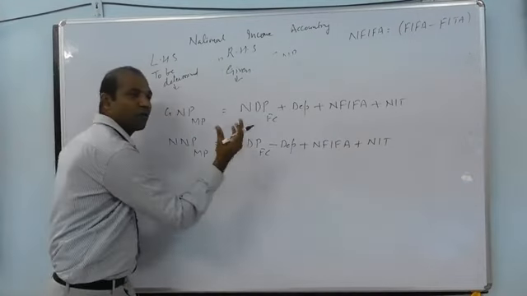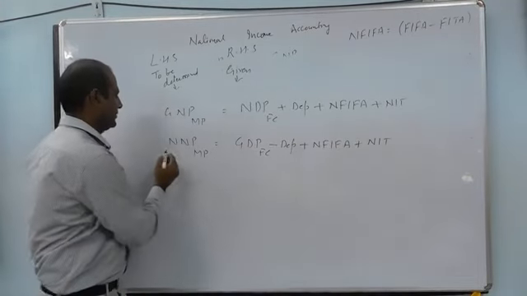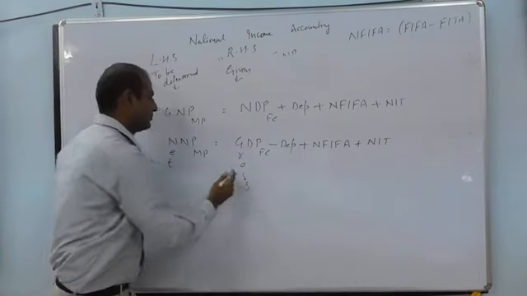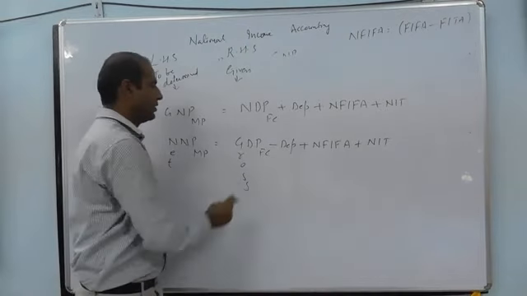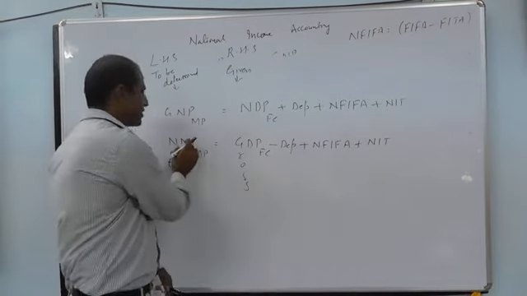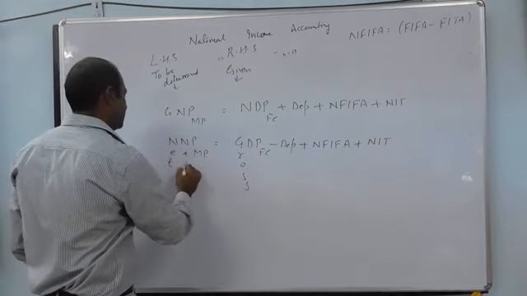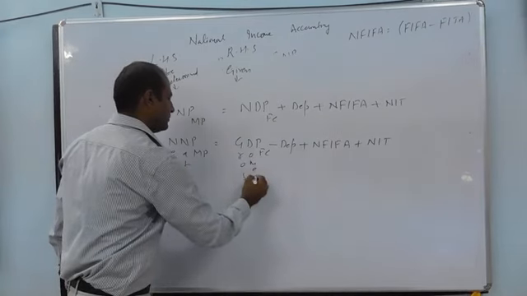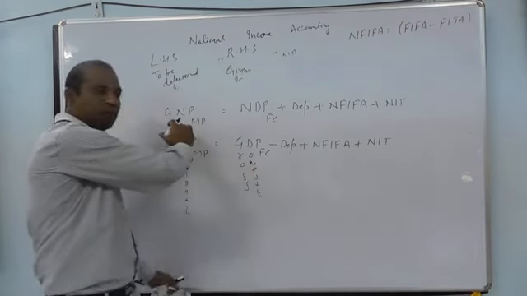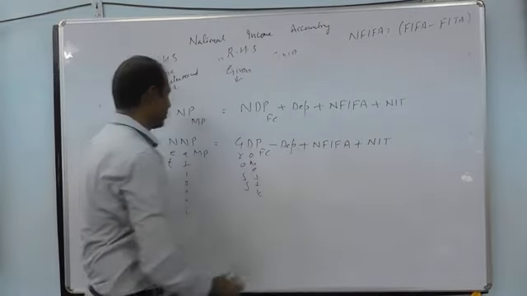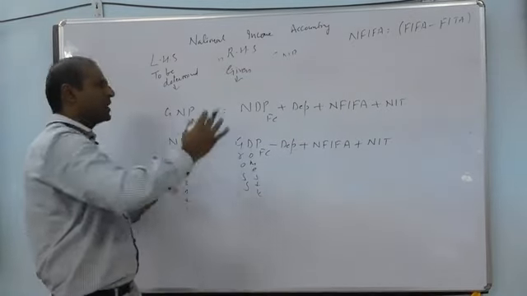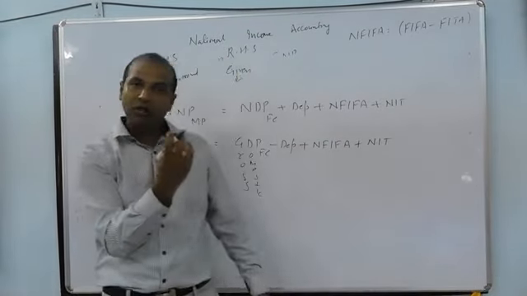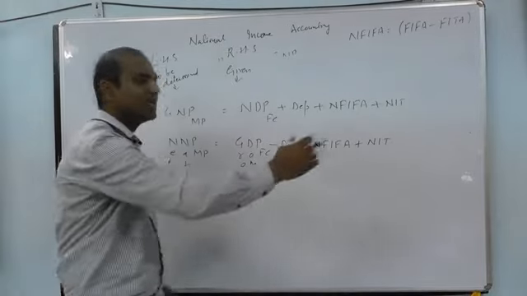Understand? Gross is a broader term. Net is a smaller term. Gross is a bigger term. To bring net, minus depreciation. Domestic is a smaller term. National is a wider concept. This is domestic. It's a smaller concept. It's a bigger concept. Add net factor income from abroad. Market price is a bigger concept, wider concept. Factor cost is smaller concept. Add NIT. In smaller terms we add, in bigger terms we subtract.